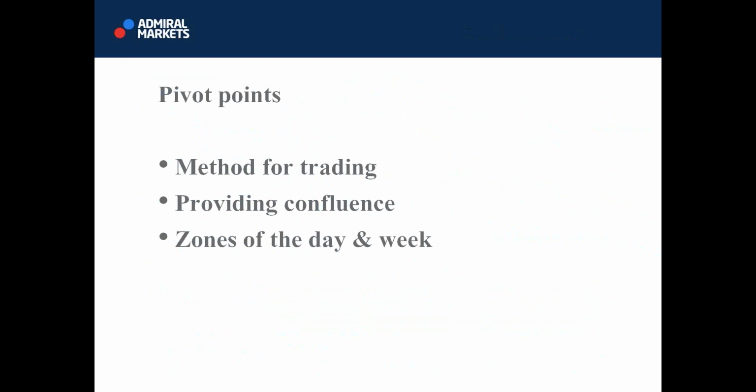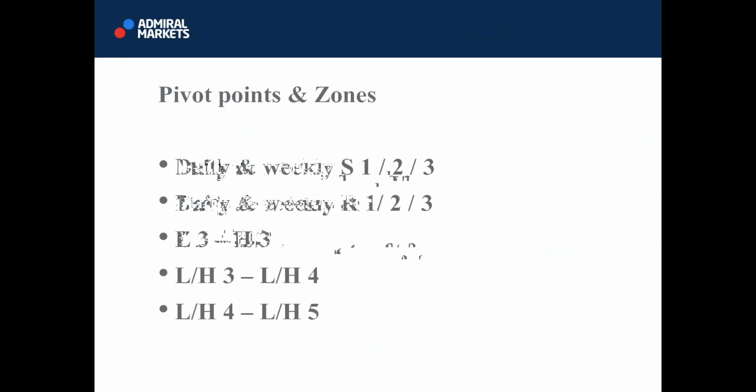So the pivot points I wanted to discuss are basically the daily and weekly levels, the Camarilla levels, and the zones that are connected to them. So I want to talk about the zones of the day and the week first of all. Then we'll talk about providing confluence and then methods for trading.